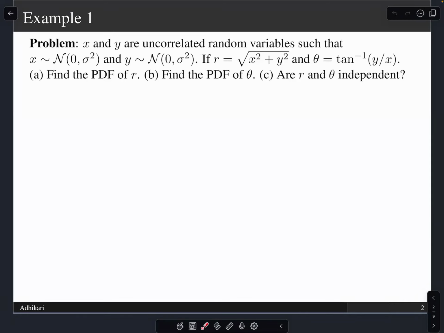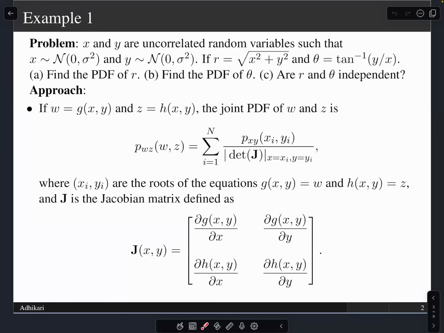Now we have two new random variables. R is a function of x and y given by this function, and theta is another function of x and y given by this. And we need to find the PDF of R, theta, and then also check if R and theta are independent. To solve this problem, we're going to use this approach.